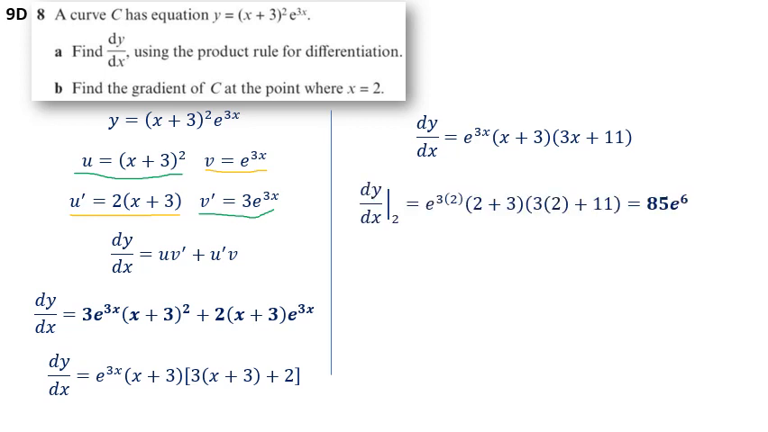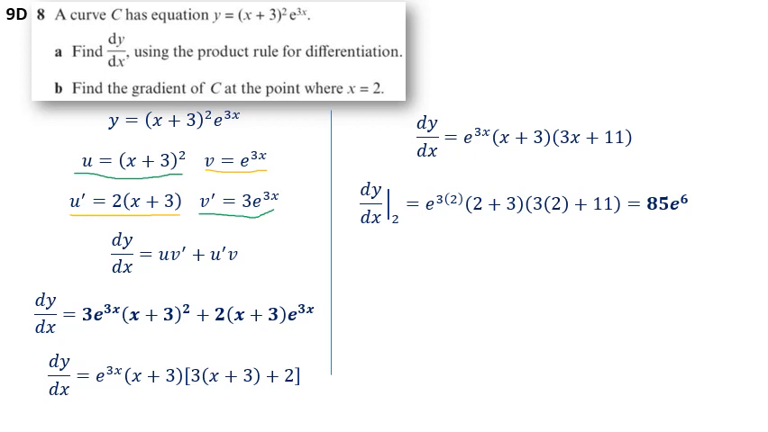Now, the next part of the question asks for the gradient of the curve at the point where x equals 2. Now, given that this curve has an exponential component to it, we're expecting a big answer. So 85e to the 6 shouldn't be hugely surprising for us. E to the power of 3x grows even faster than e to the x. And although we're only looking a little way along, x equals 2, well, that means we have an e to the power of 3 times 2 just for the height of the function.